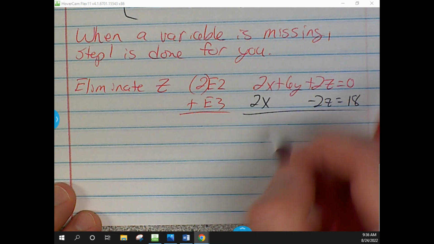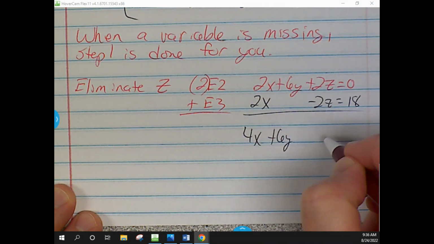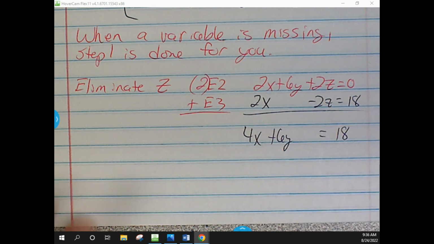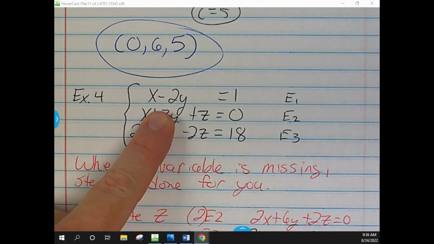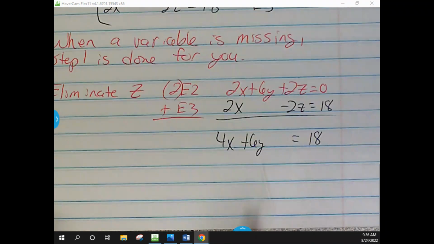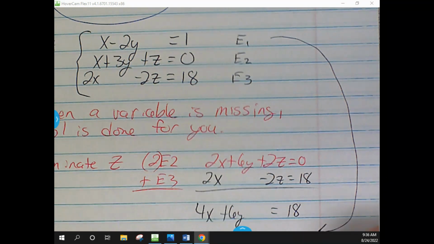All right, so now we've got 4x plus 6y equals, that goes away, and that is 18. Now we've got this one with the x and y. So now we can go back and use equation 1, which also had just x and y, and put those two things together. We're going to take this equation 1 we've got now and just drop it in here.